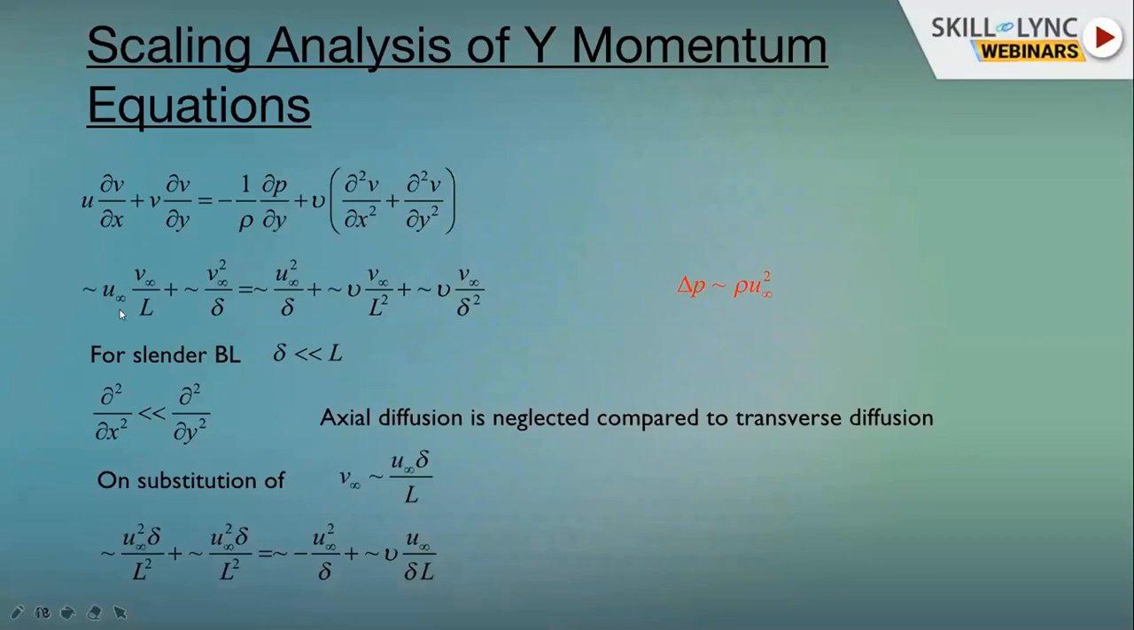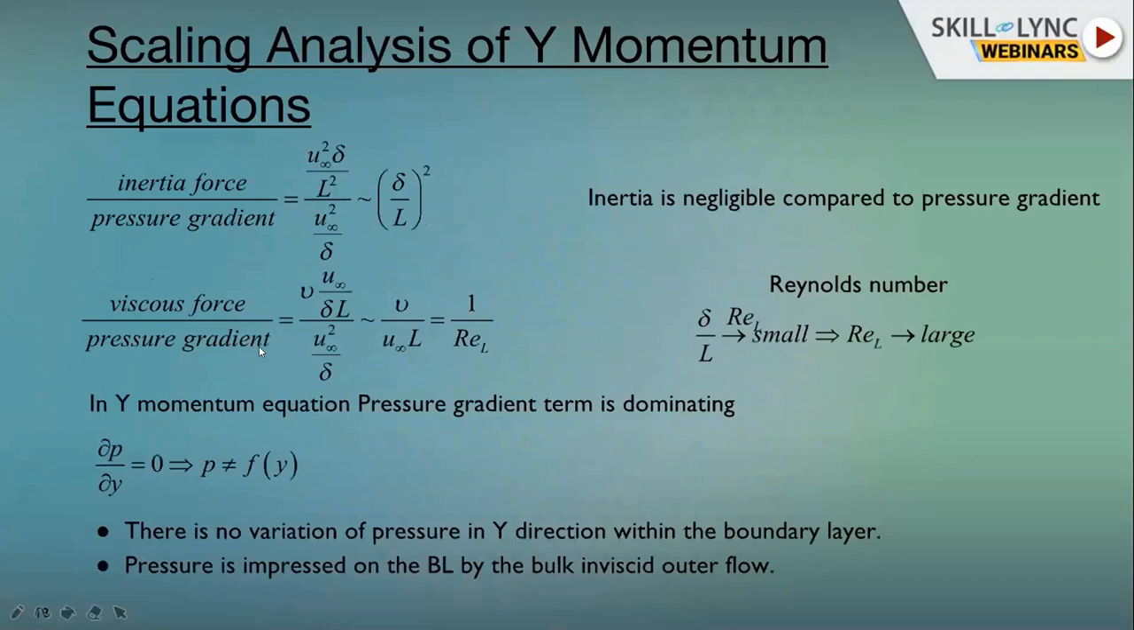To do that, divide the viscous force by the pressure gradient force. The viscous force is nu u infinity by delta squared, times L, and this is the pressure gradient force. If you divide, you will get nu divided by u infinity L. Altogether, this will give you 1 by Reynolds number.